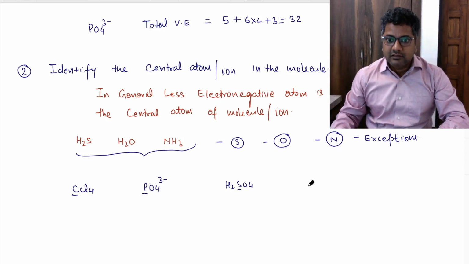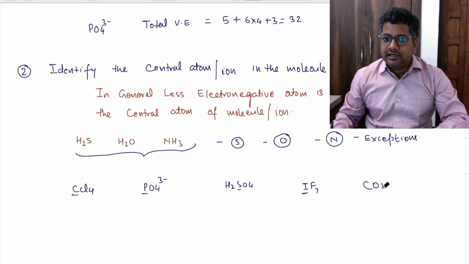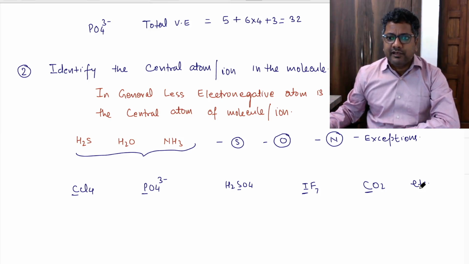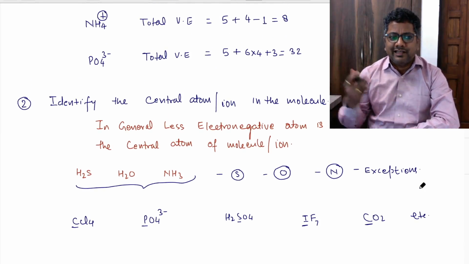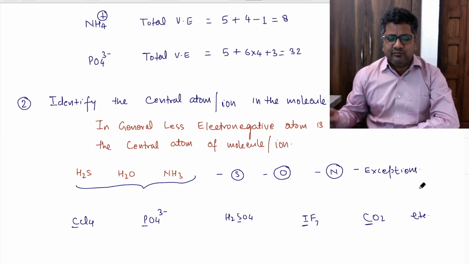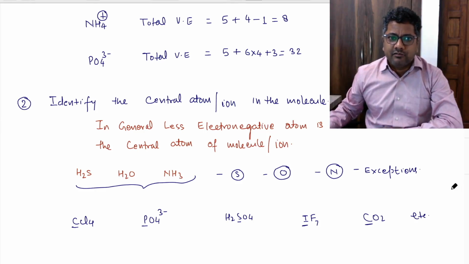And suppose that IF7 is given, so the central atom is I, etc. Suppose that carbon dioxide is given, so the central atom is carbon. So this definition will help you in most of the cases, but a few exceptions you may get. So if you use both the definitions, less number, or less electronegative, both will solve your problem.